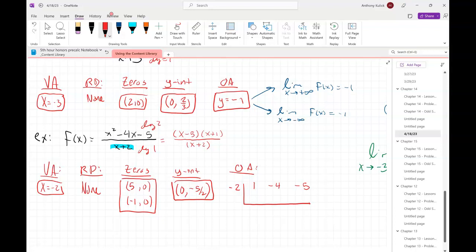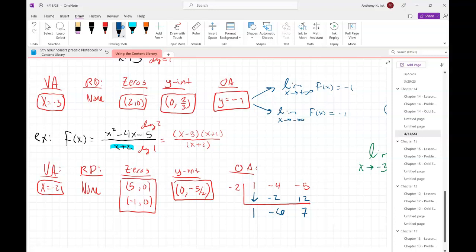All right, so that's my setup. First step is I bring that first number down, and then I multiply the number on the outside by the number below, and I write it in the next spot, and then add down, and then I just repeat that process until I'm finished.